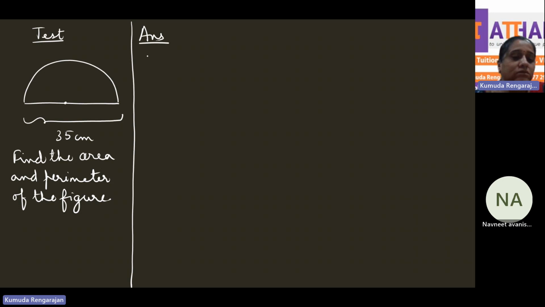Yes, Navneet, tell me the formula to find the area of a semicircle. Ma'am, pi r square is the formula to find the area of a circle. By 2 pi r square. Half pi r square. Very good. Who said that? Ma'am, Anil. Very good. 1 by 2 into pi r square.